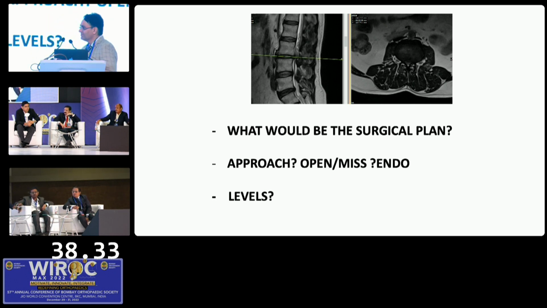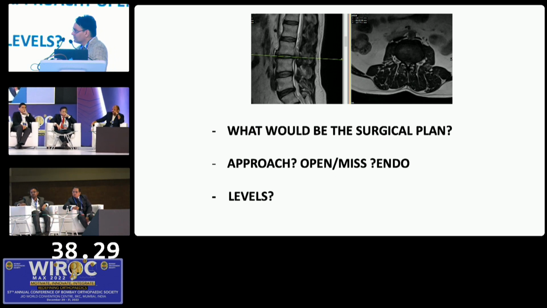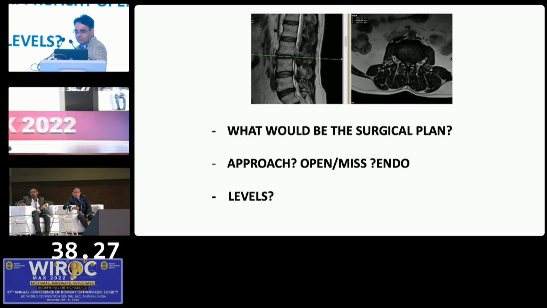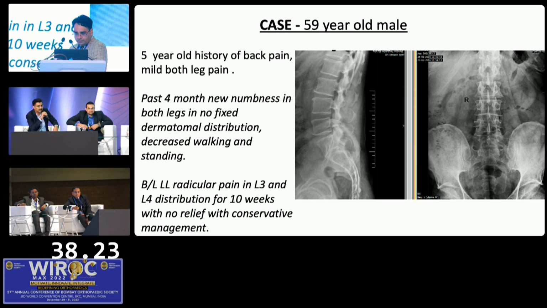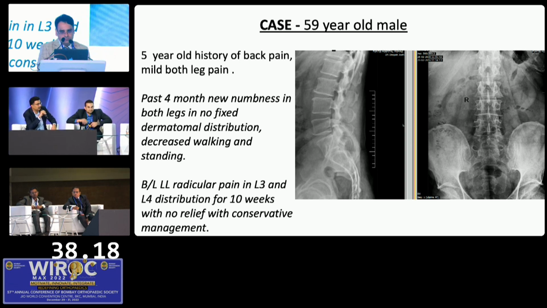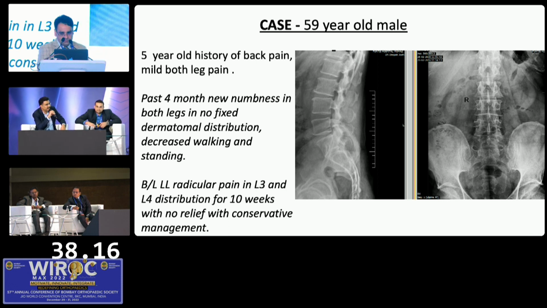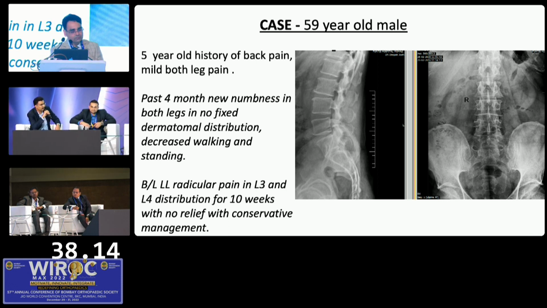So assuming that we are operating on this particular case right now, I would like to ask ABG sir, if you look at the X-rays, this patient shows that there's a little bit of congenital canal stenosis, like it's a very narrow canal. So in this case, what are the precautions that you would take to prevent iatrogenic instability while doing your decompression?